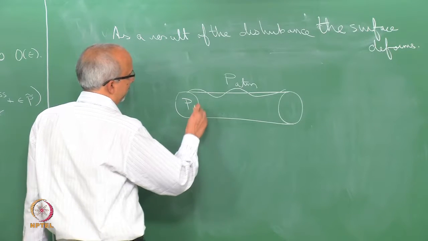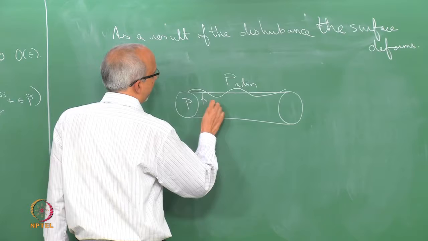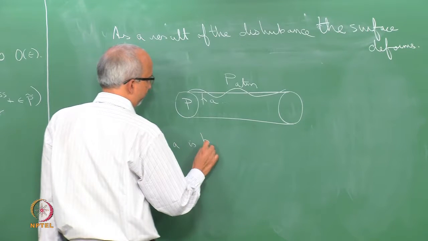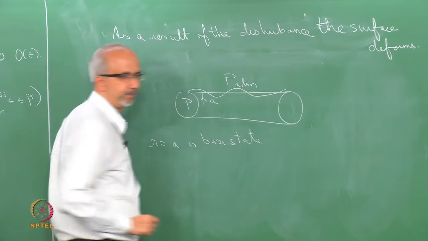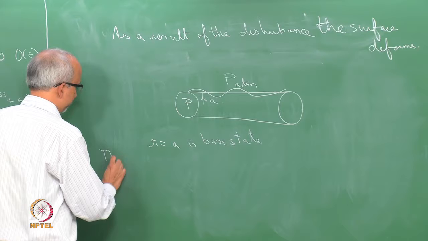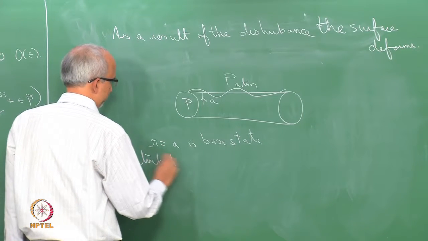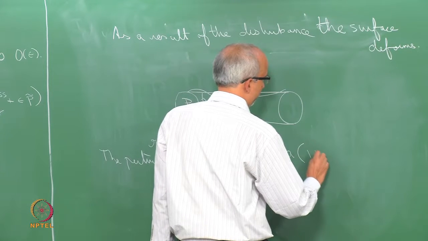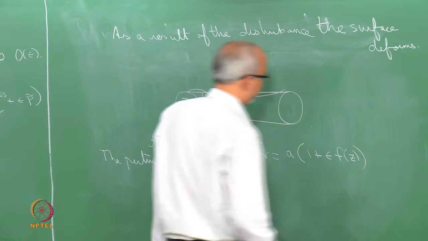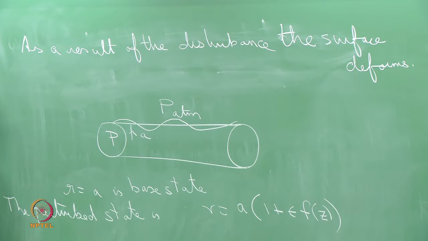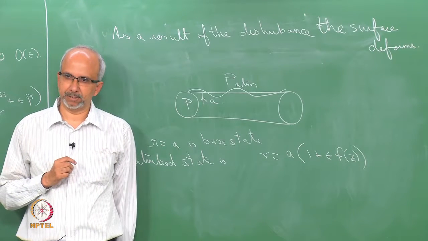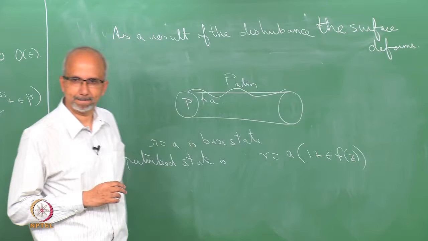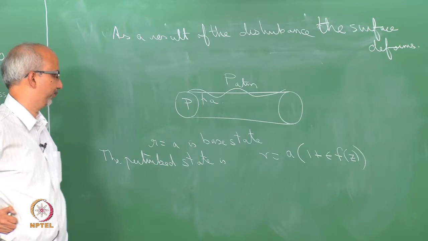And if the radius of the unperturbed surface is A, then R equals A is the base state. Okay, and what we can do is the perturbed state is R equals A multiplied by 1 plus epsilon times f of z. So I'm giving a perturbation. The perturbation is in the form of f(z), some arbitrary function of z, okay, and it's a very small perturbation, and that I'm indicating by epsilon here. Same thing as what we did for the Rayleigh-Taylor problem.